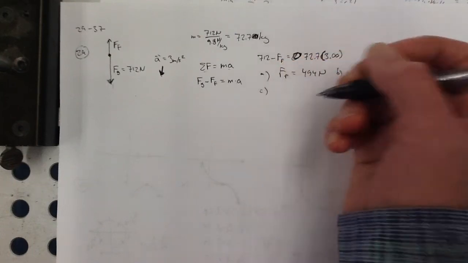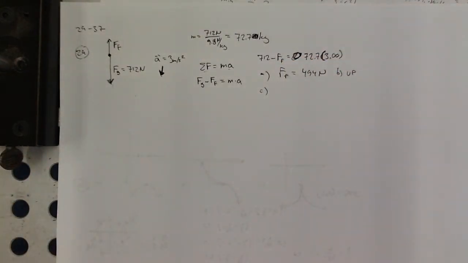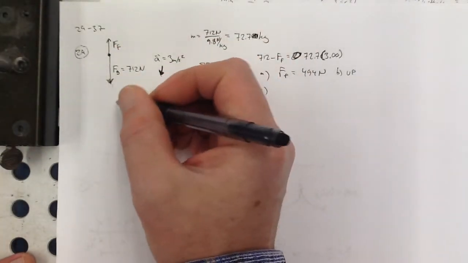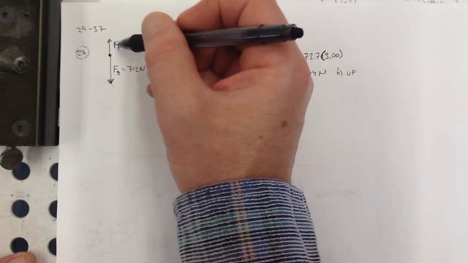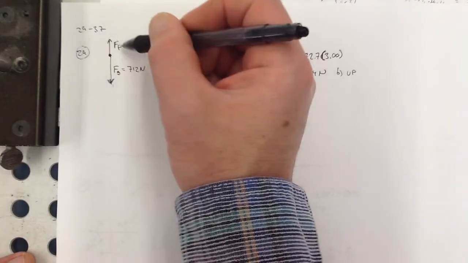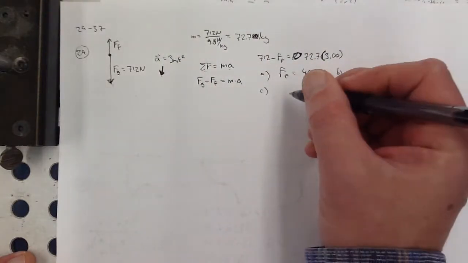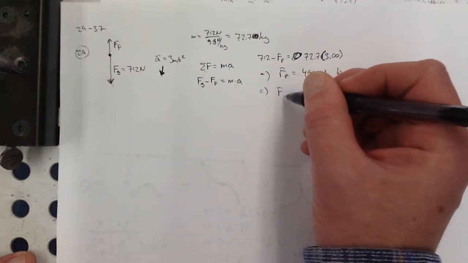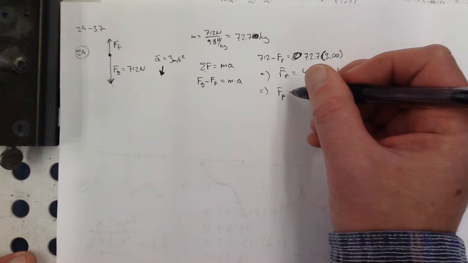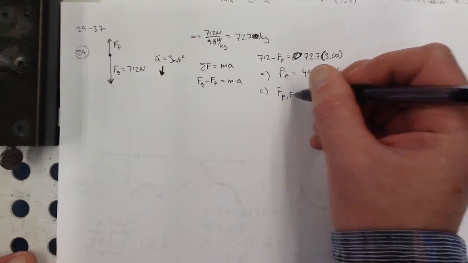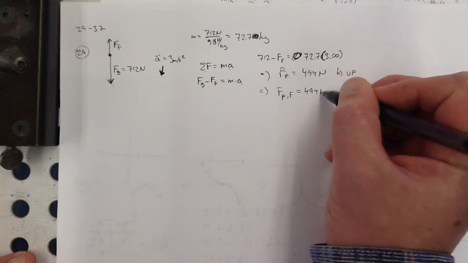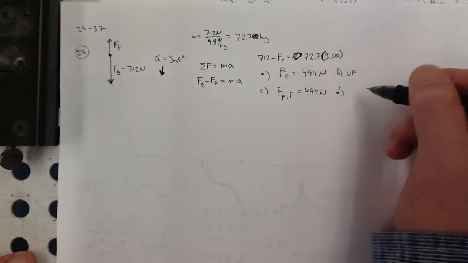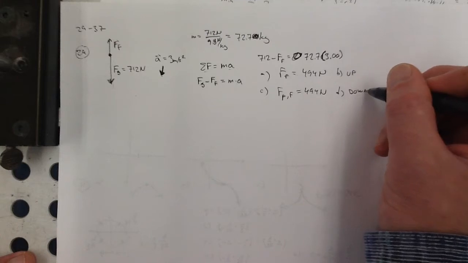And how about the magnitude and direction of the vertical force on the pole from the firefighter? Well, there's only one pole-firefighter interaction, and according to Newton's third law, it's only one force, so the magnitude must be the same. The force on the pole from the firefighter is also 494, and that is down.